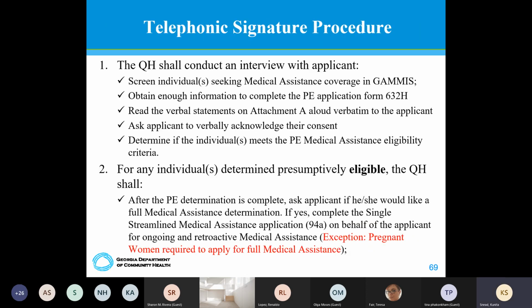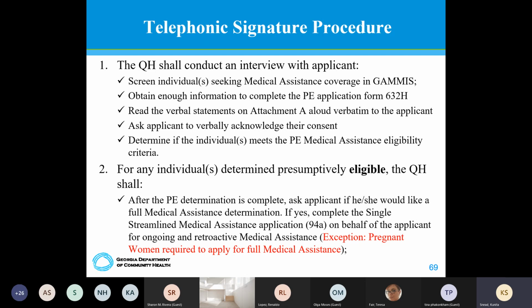Okay, so like I said, there is another option to take PE applications, and that is over the phone. So if your office decides that they want to take applications over the phone, this is the process that you need to follow. It's basically the same process, but a little different, where the applicant is not going to be filling out anything, especially like the 94A. You're going to be filling that out on their behalf. So you're going to be filling out everything while you have them over the phone.